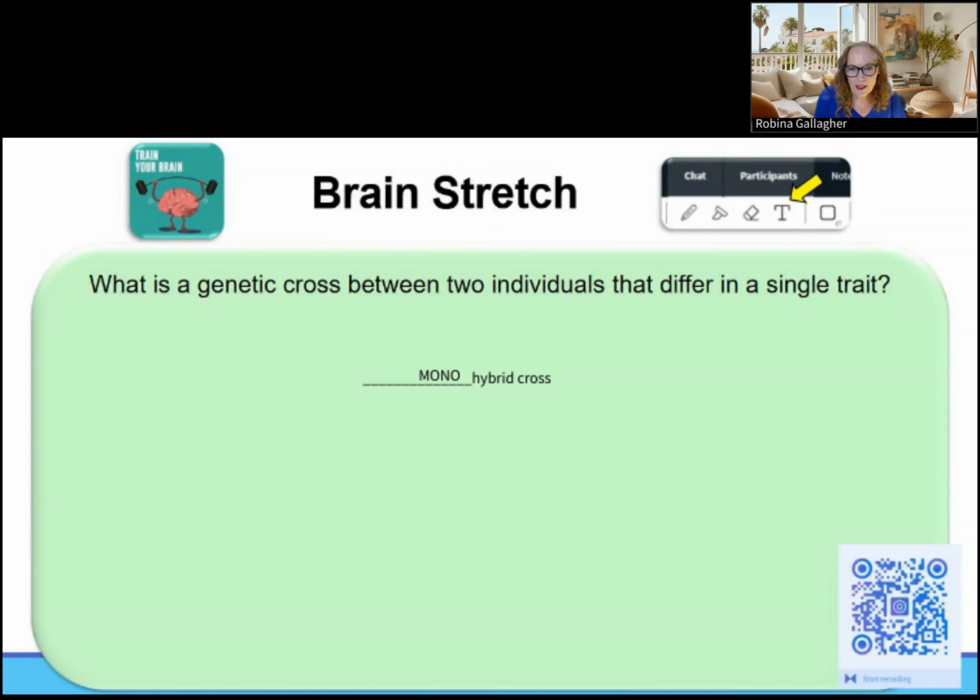Monohybrid cross is when we study just one trait, right? If we were looking at two traits, that would be a dihybrid cross.